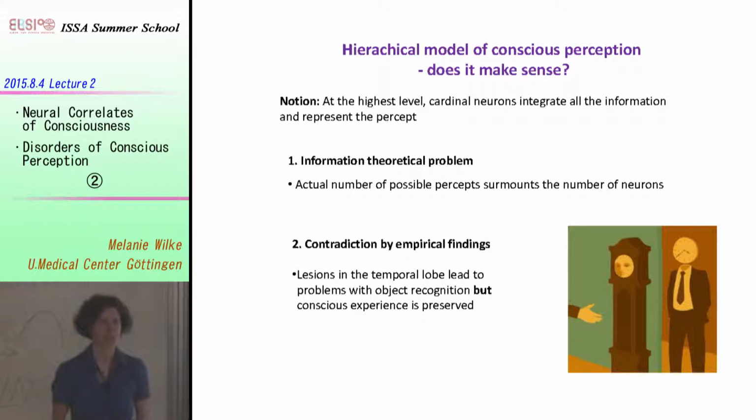Can I just ask one clarification question? Can you go back to the previous slide? I wasn't sure what view these arguments are against. The hierarchical model of conscious perception: can you explain what it was again? It's the feed-forward thinking that at the end you have one neuron which integrates and basically represents one percept, like one face, for example. So is that a view about the neural correlate of consciousness? Yes.